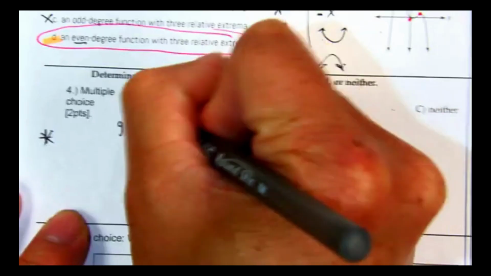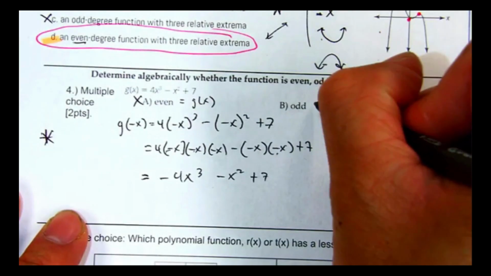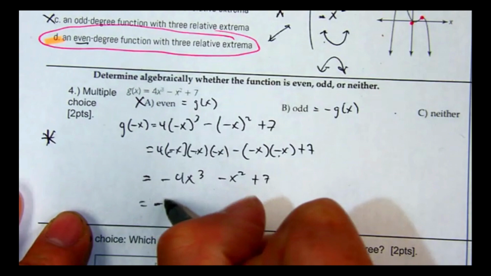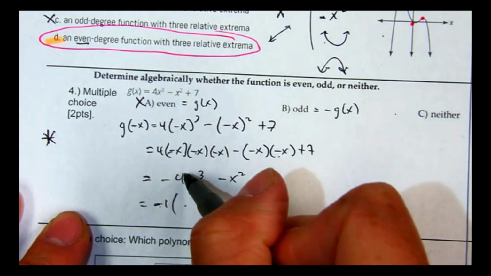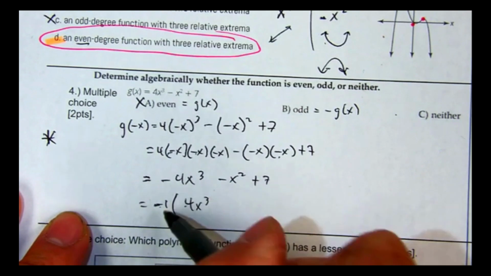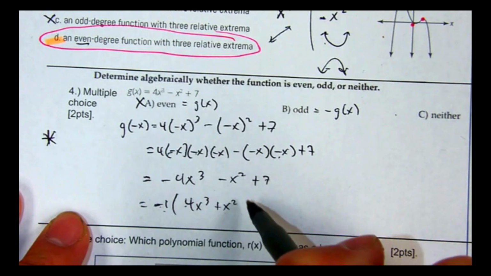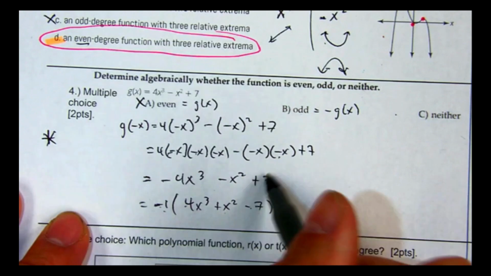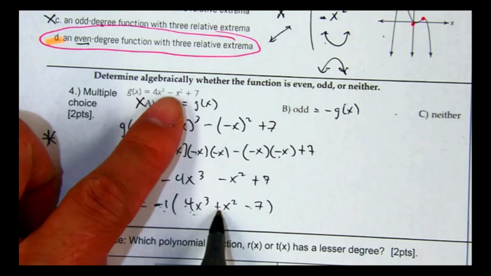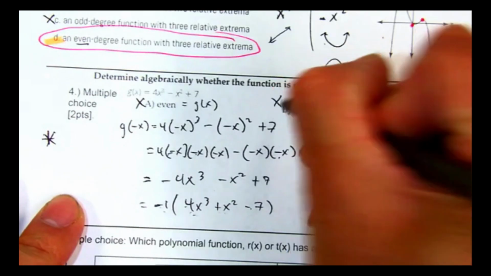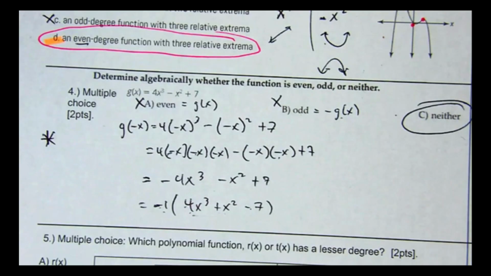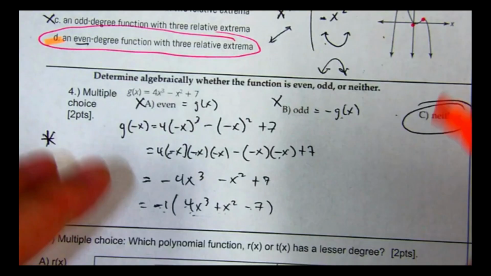So it's not that one. Odd is if it's the opposite of the original. So you can factor out negative 1. Negative 1 times something equals 4x to the third. So this would be 4x to the third. Positive x squared. And this would be minus 7, right? So in here, is that the original? No. Not the opposite of the original. Therefore, it is neither. Answer is C.